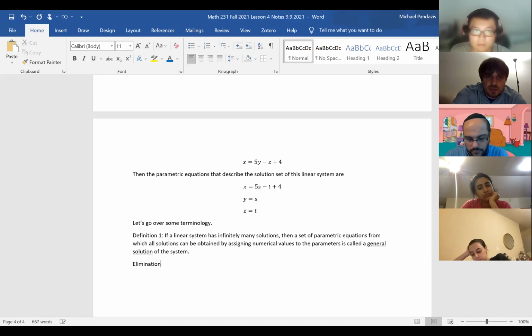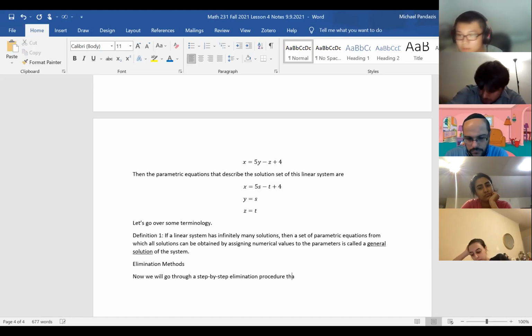Okay, next, let's go over elimination methods. Now we will go through a step-by-step elimination procedure that can be used to reduce any matrix to reduced row echelon form.